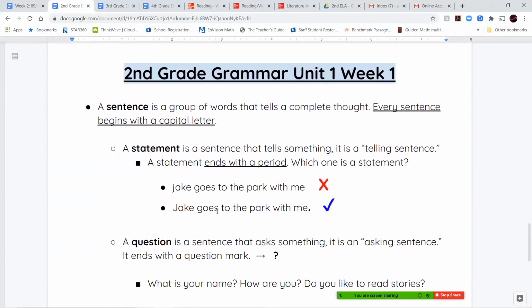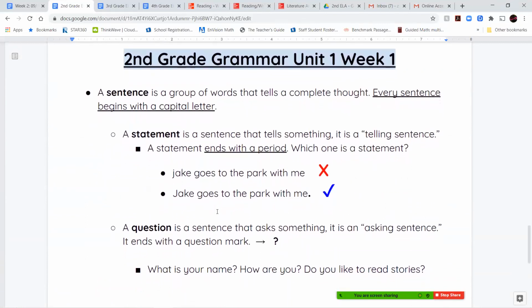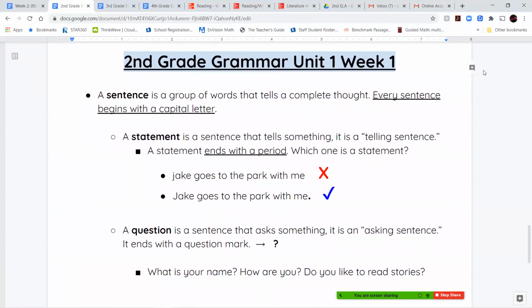Now, let's go ahead and talk about our grammar. So for grammar, we're going to be working on sentences. Now, a sentence we know is a group of words that gives us a complete thought. It tells you a whole idea. And every sentence, no matter what kind it is, always begins with a capital letter. We're going to talk about 2 different kinds of sentences today. We're going to talk about statements, and we're going to talk about questions.